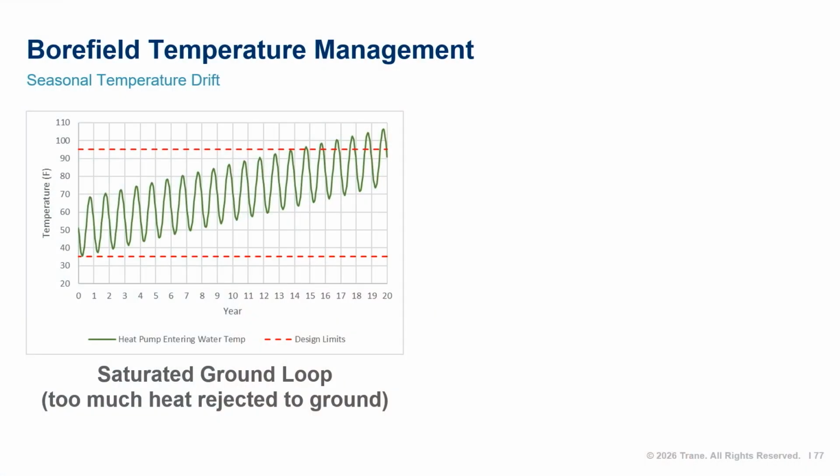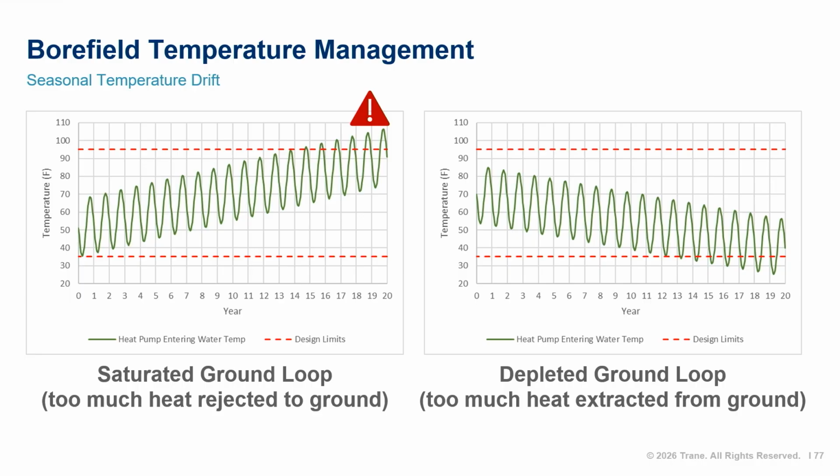If too much heat is rejected to the ground and it becomes saturated at high temperature, then heat pump capacity may be limited or over-temperature trips could happen. Similar results can also happen if too much heat is pulled out of the ground and it becomes depleted at low temperature. This could be the result of slow year-over-year drift, or there could be an operational issue that causes large seasonal swings. Fortunately, the process is slow enough that if we're paying attention, we can take corrective actions.